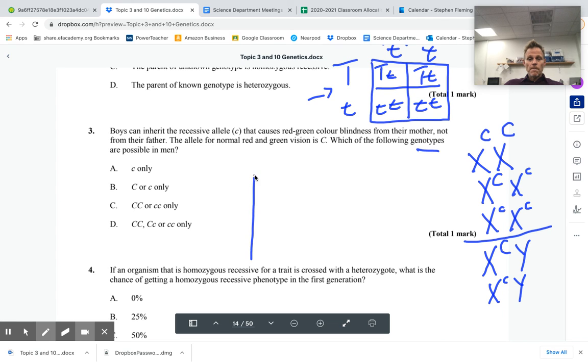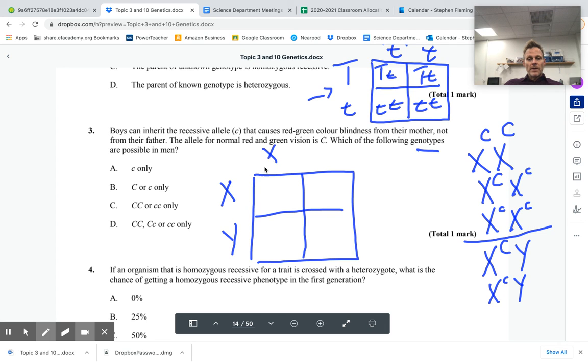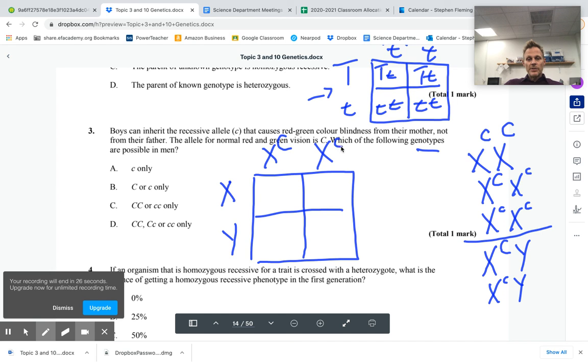So let's do a cross. So we know the father is going to be XY, the female is going to be XX. Let's make the female heterozygous, a big C and a little c. We don't have to worry about these 2 boxes because that's the female, right? XX is going to be a female. So let's look at the male because that's what they're asking for. So this X can come down here with its big C and a Y. This X can come down here with its little c and a Y. So a male can only have the big C or the little c. So the correct answer was B.